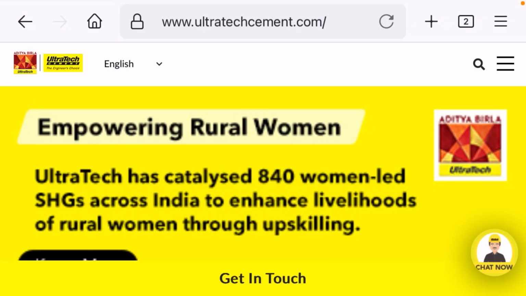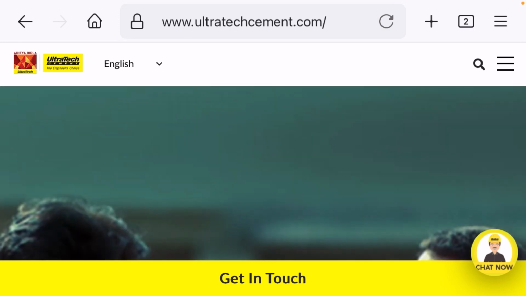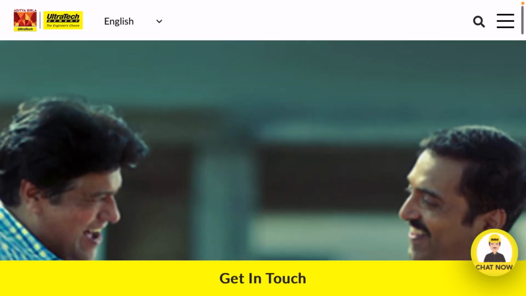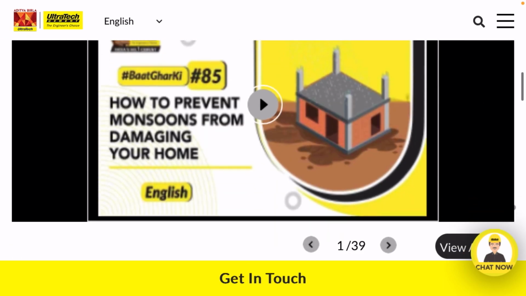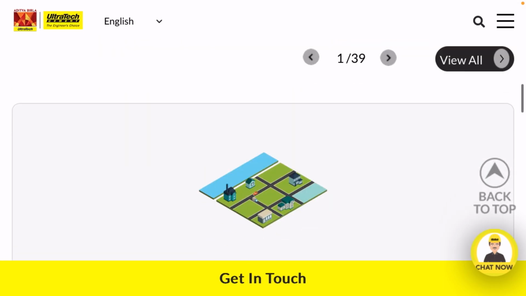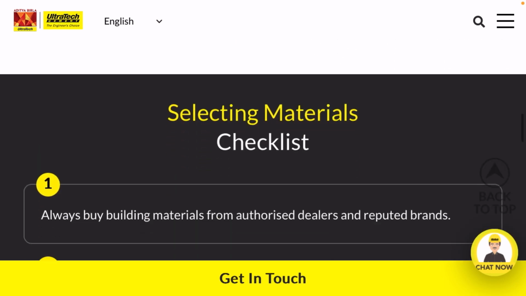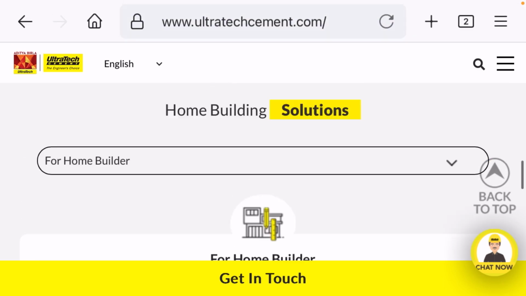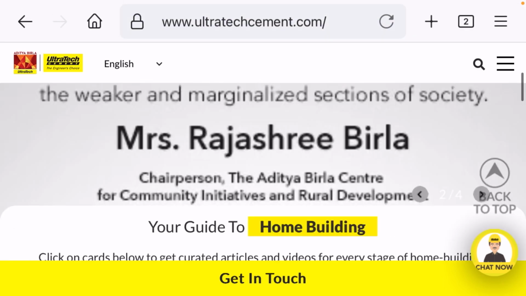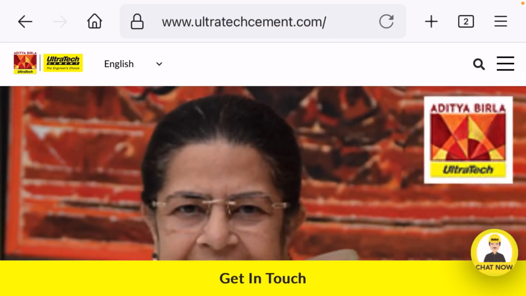Today I'm going to show you the fundamental analysis of UltraTech Cement Limited. This is one of the biggest companies in India, and it is an Aditya Birla Group company. This company has the biggest and largest manufacturing capacity for cement products, and it's supplying a lot of cement to different parts of the country. Very good company, and it is one of the large-cap companies.